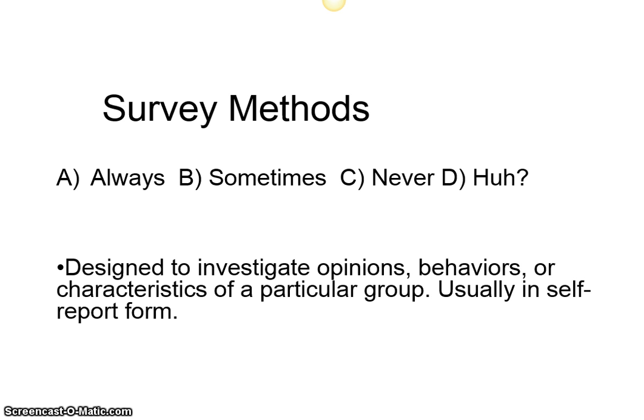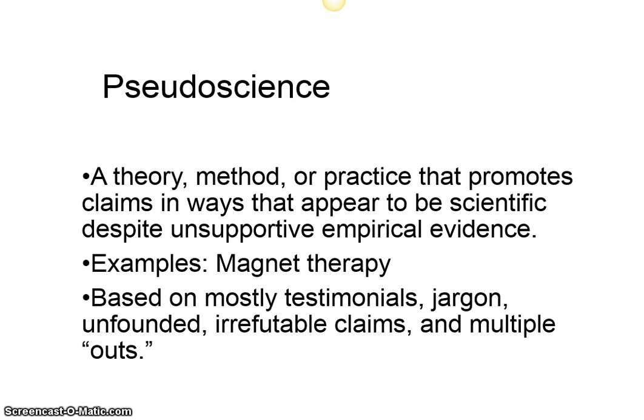We also might have wording effects. In other words, some of the questions in a survey might be leading or not appropriately worded or misleading and impact the results. Now let's look at pseudoscience. Pseudoscience promotes claims in a way that appears to be scientific and plausible, even though there is not sufficient supporting empirical evidence. So your textbook talks about magnet therapy as a great example of pseudoscience.